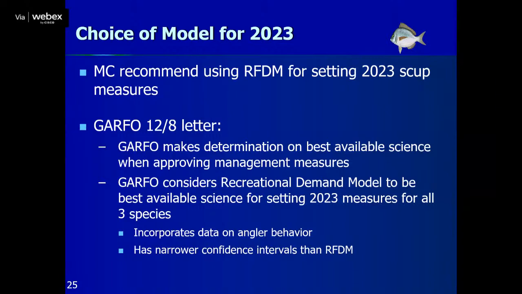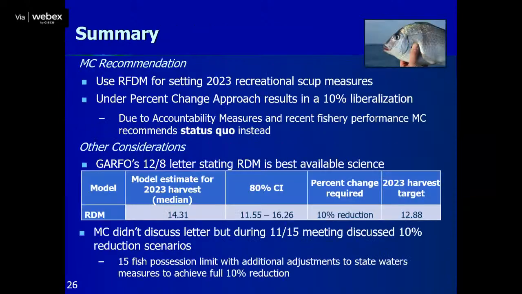The letter provides detail as to why the agency considers the RDM as the best available science, but some of the rationale, as Julia mentioned, included that the RDM incorporates data on angler behavior, and the RDM has narrow confidence intervals compared to the RFDM. Some of the information in the recent GARFO letter was not provided during the monitoring committee or AP meetings, and these concerns about the best available science were not expressed in this manner during those meetings.